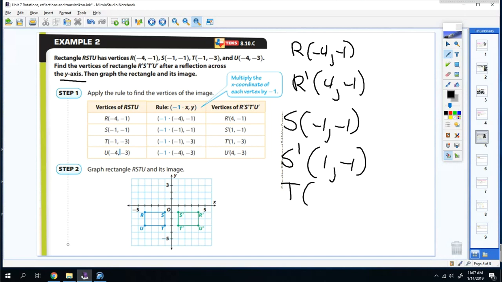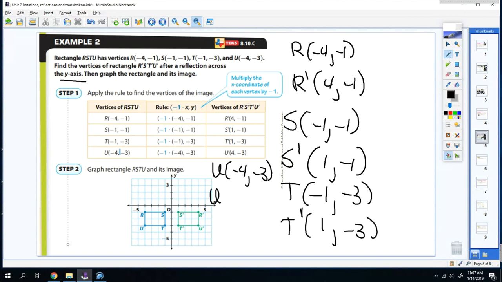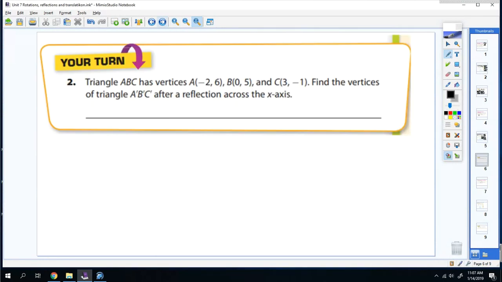And then T was negative 1, negative 3. So my new one will be 1, negative 3. And then U was negative 4, negative 3. So my new U will be positive 4, negative 3. And again, that's written right here. Okay, so now you try one. So pause the video and find the new vertices for when it's reflected across the x-axis.